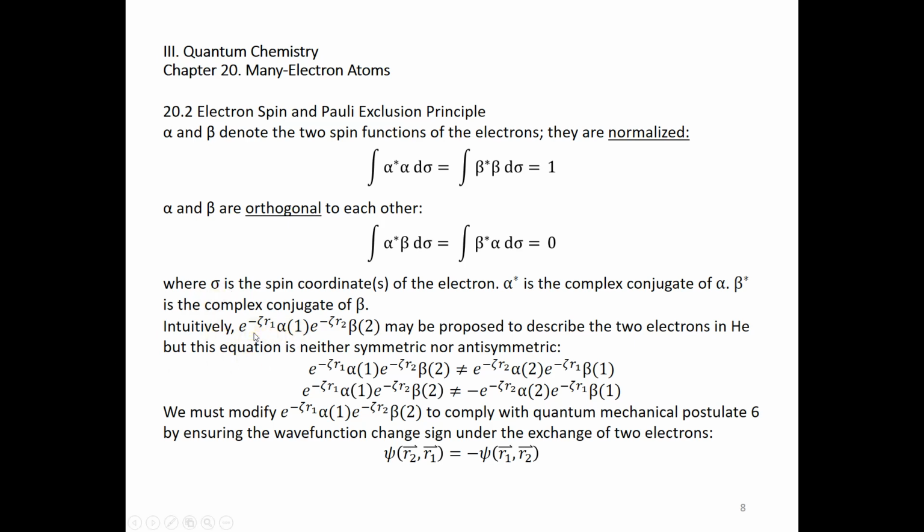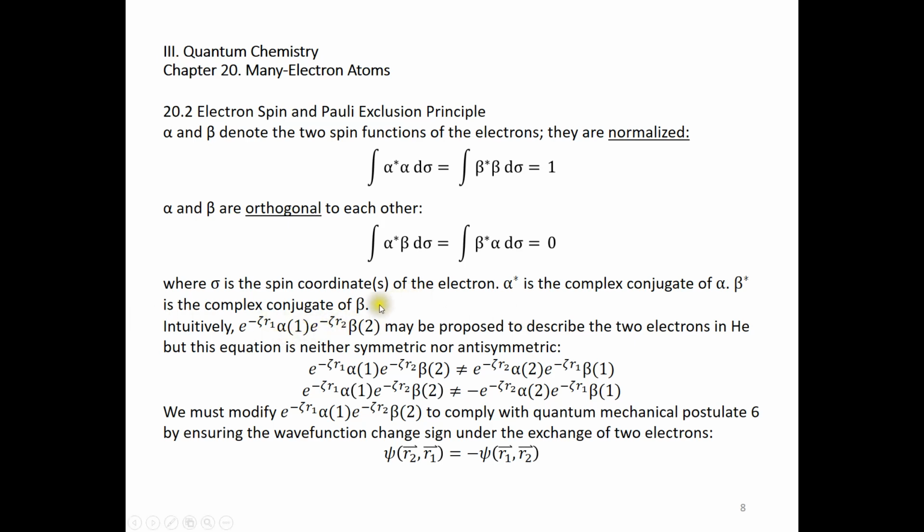Intuitively, we proposed e to the power of negative zeta r1 times e to the power of negative zeta r2 for the wave function of the helium atom, but we learned that that's a violation of postulate 6, because in postulate 6 we know the wave function of two electrons must be antisymmetric under the exchange of these two electrons.